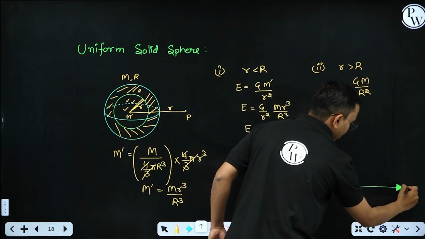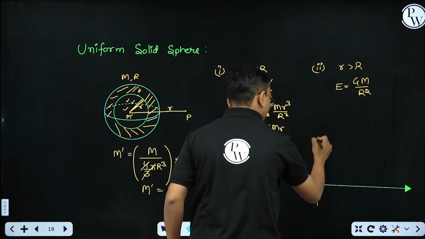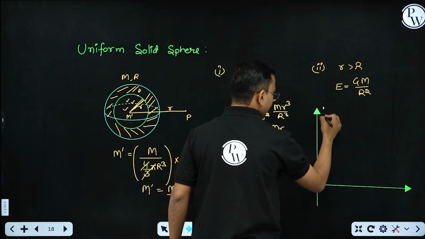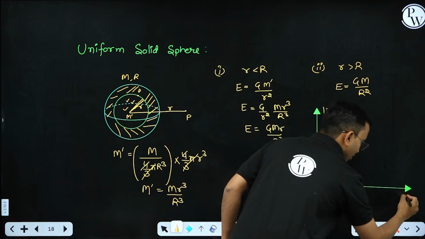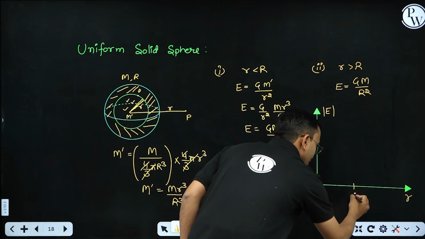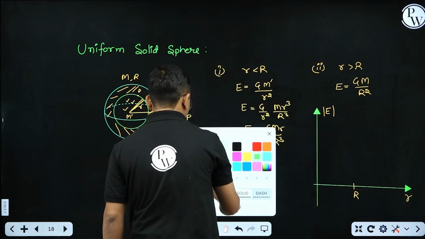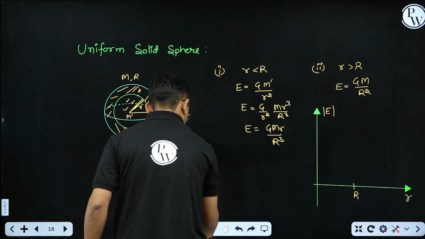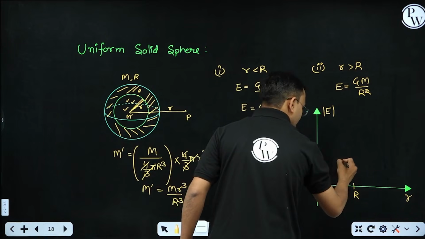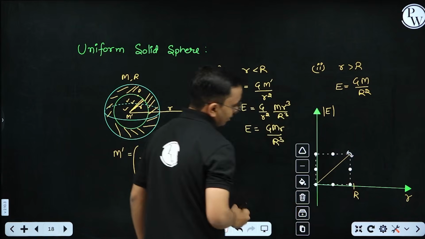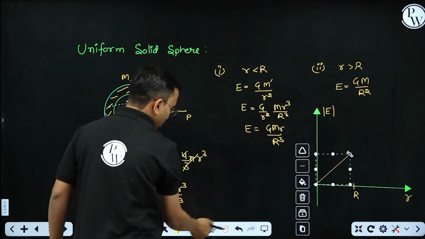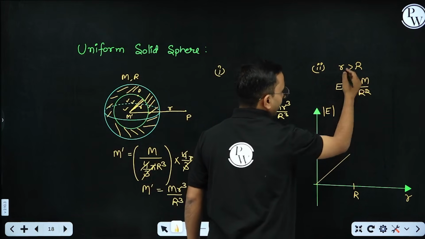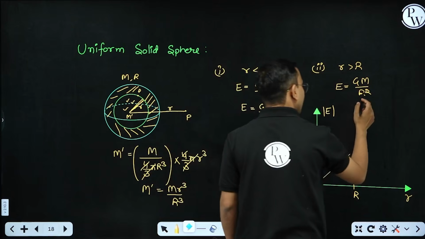This is my r. This is my field, just the magnitude of that. So till r is equal to R, it is varying linearly. Let us take a different color, yellow. Till r is equal to R, it is varying like this, because it is proportional to r, increasing with r. After that, it is 1 by, okay, here I made a mistake. It should be small r square here.